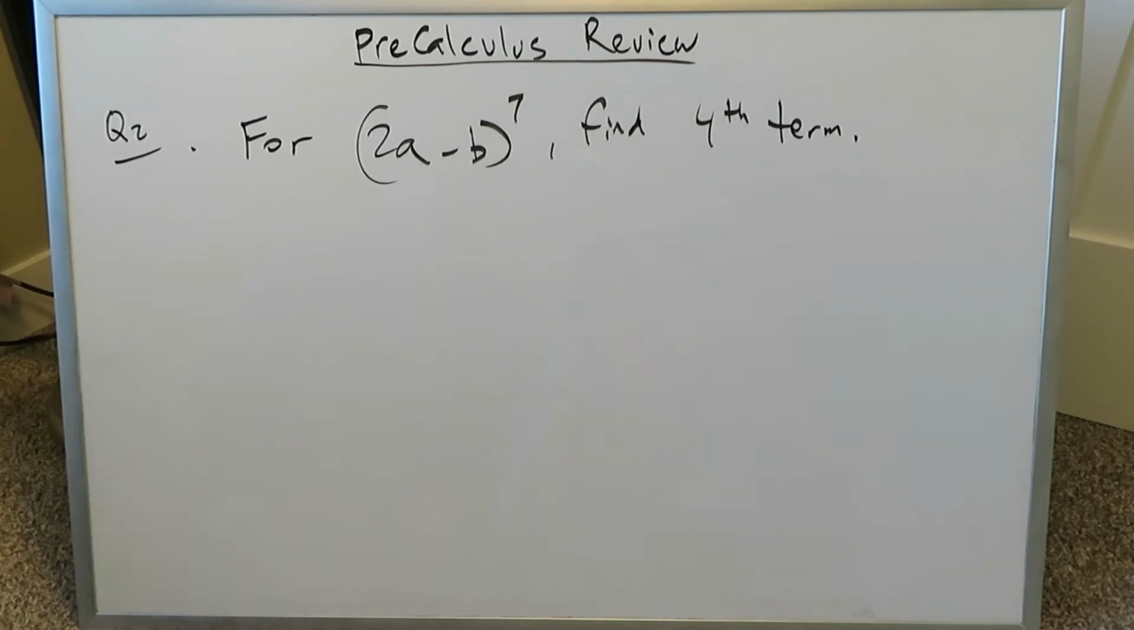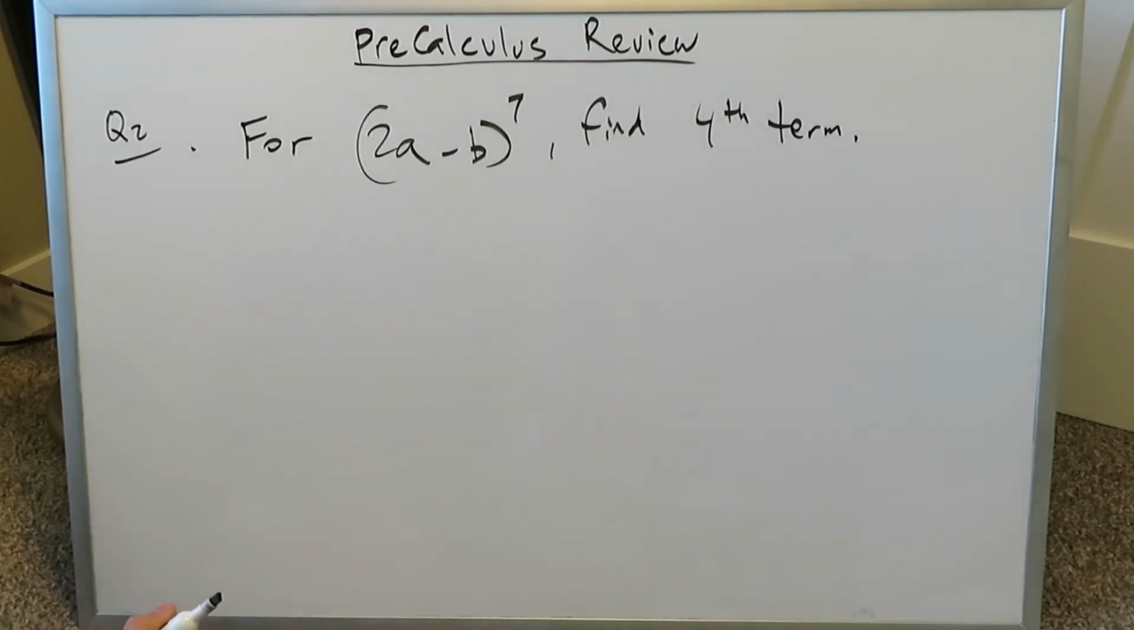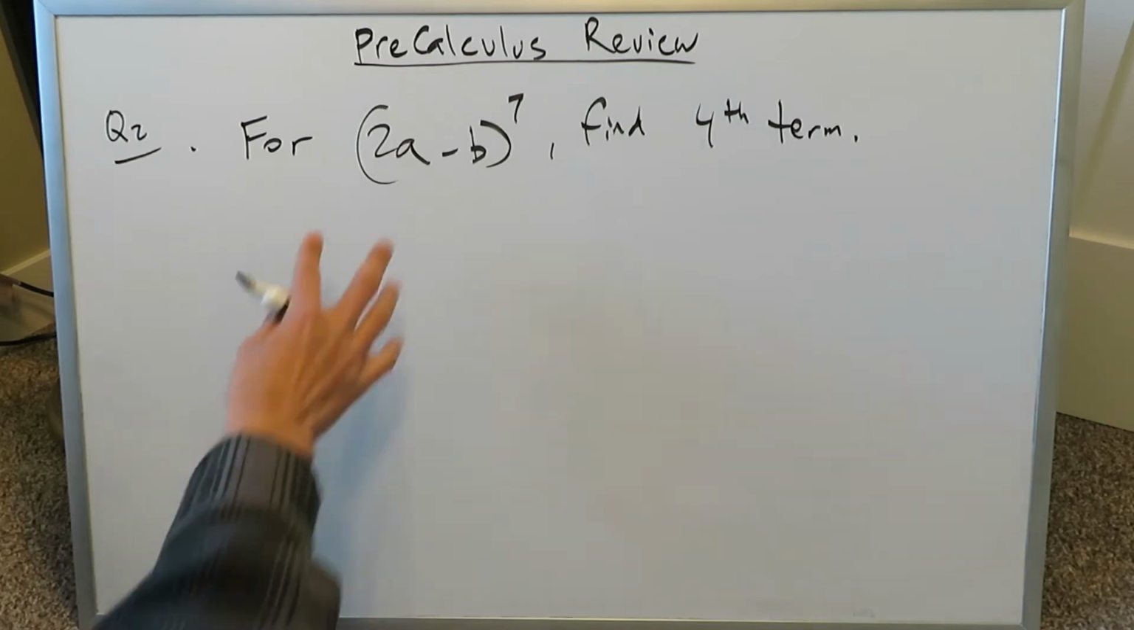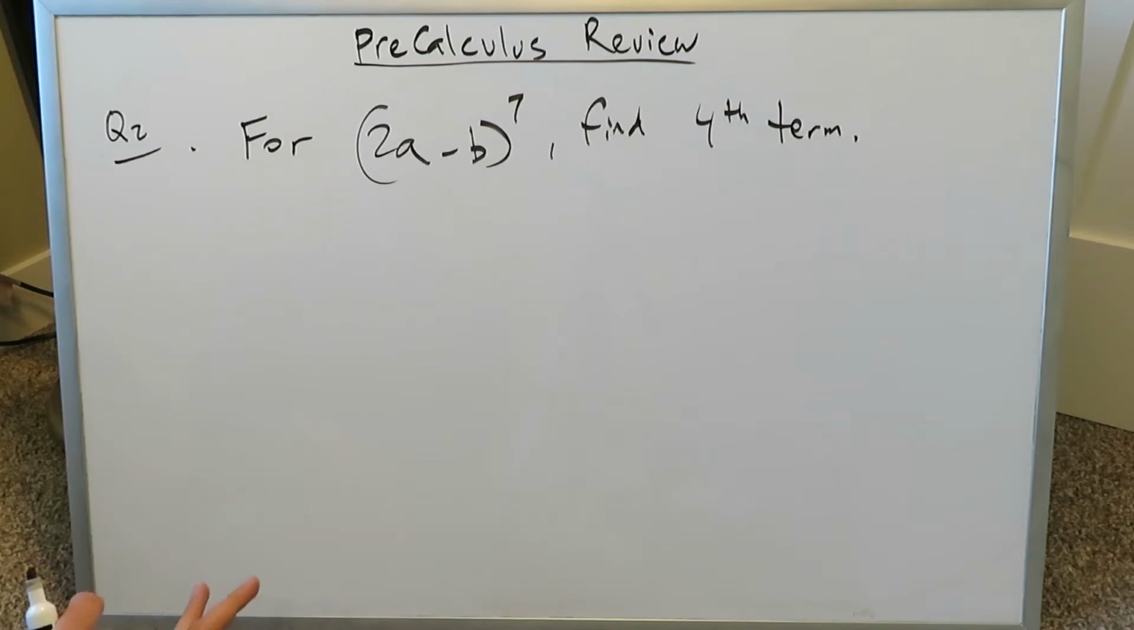This is question number 2, and there can be no pre-calculus unless you're also looking at some sort of a binomial theorem question. We have 2a minus b. This could have been x or y, but we're using a's and b's, all to the power of 7, and we have to find the fourth term. How can we proceed with a question like this?